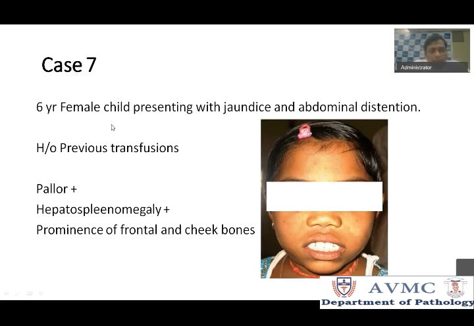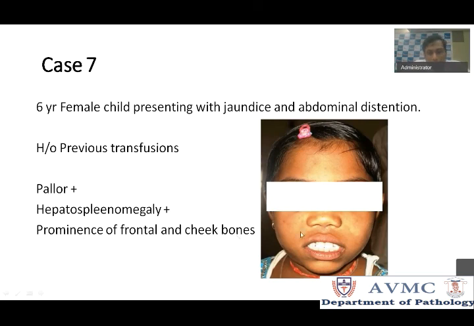A 6-year-old female child presenting with jaundice and abdominal distension. She has a history of previous transfusion. So this particular history is very important. When the patient has had a lot of previous transfusions, probably the hemolytic anemia is severe. The patient has pallor, hepatosplenomegaly, and prominence of the frontal and cheek bones.